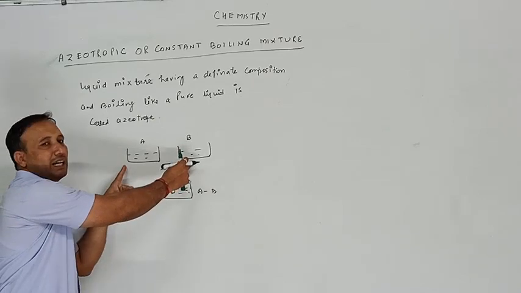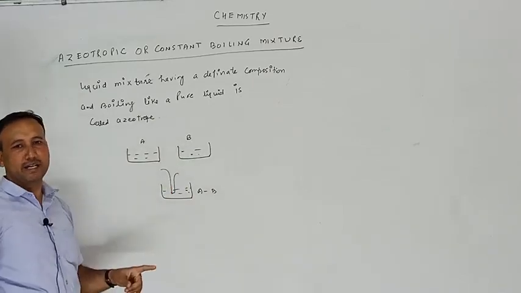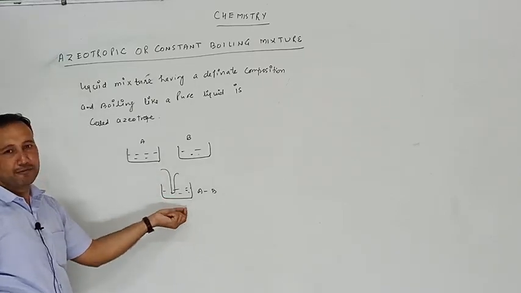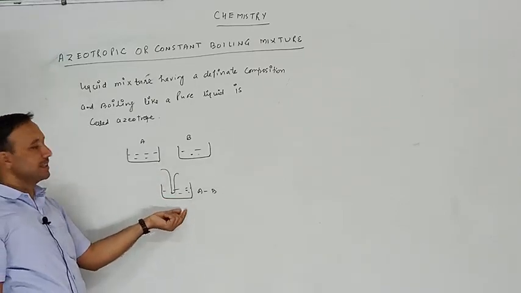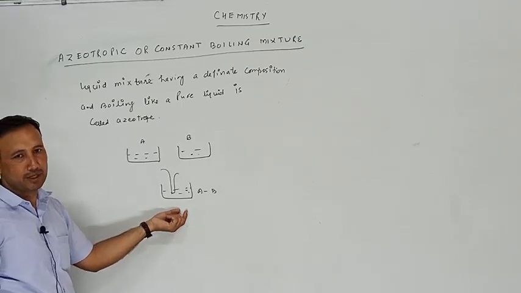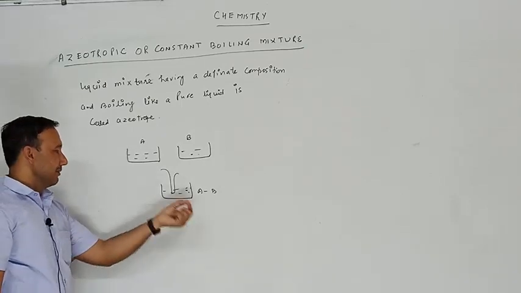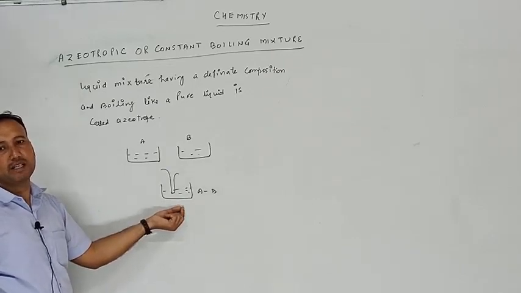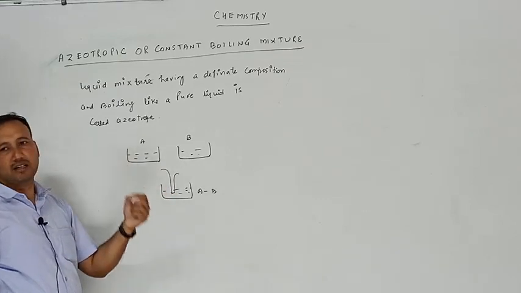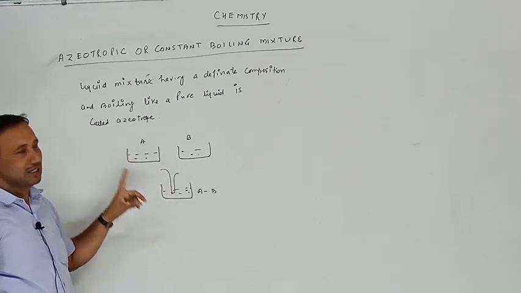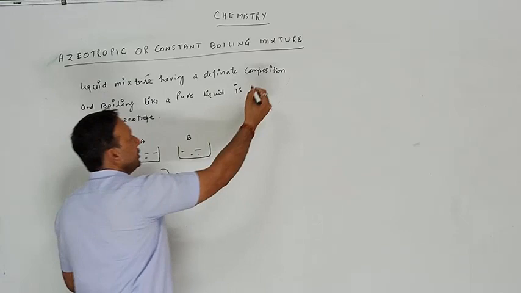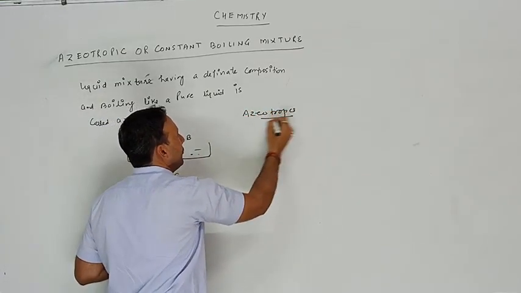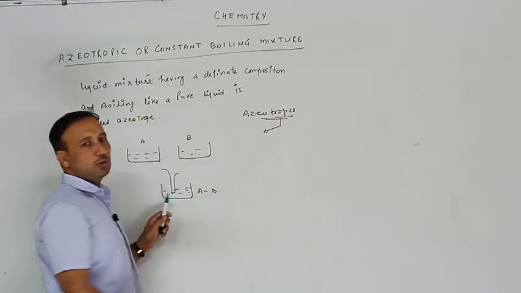If two different liquids having different boiling points are mixed to form a liquid mixture having a definite composition, meaning a definite mole fraction of A and B components, and this liquid mixture boils at a constant boiling point, then this liquid mixture is known as an azeotrope. And azeotropes are of two types.